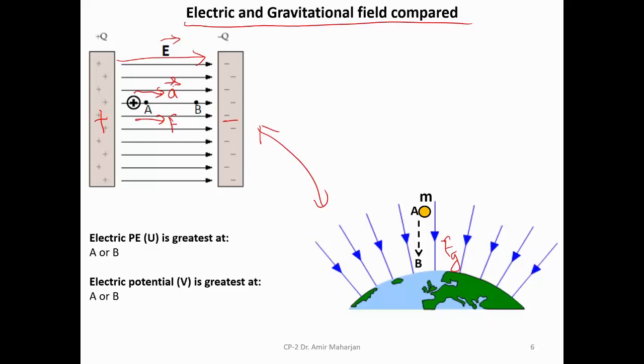I'm just showing you an example. So here's the quick question. The electric potential energy is greatest, obviously, at A, because when it accelerates, it loses its electric potential energy. The potential energy will be converted to kinetic energy, and electric potential will also be greatest at A, right? Because electric potential is just the potential energy per test charge.